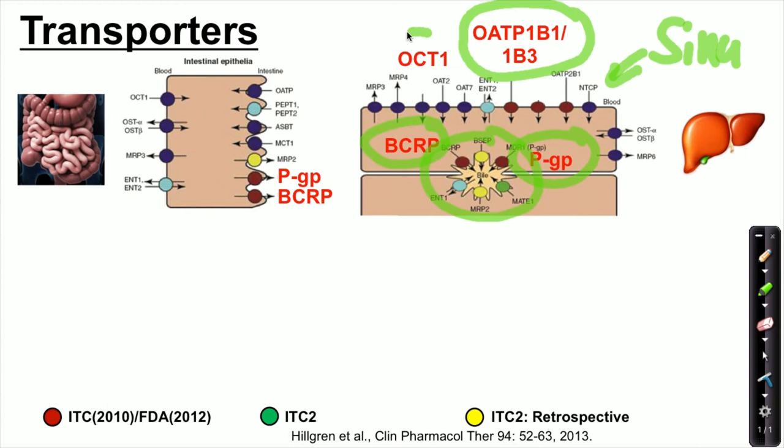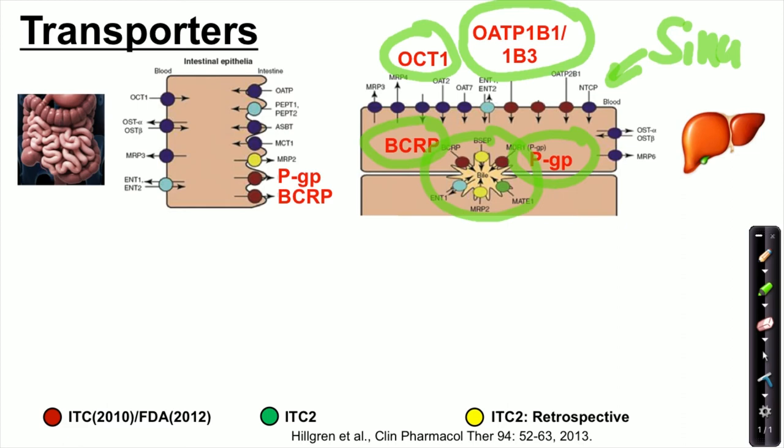OCT1, organic cation transporter 1, was not in the initial guidance of the FDA. They are in the process of publishing a second guidance, and it may appear, I'm not sure. This is an organic cation transporter, so it transports basic drugs, unlike OATP1B1, which is mostly transporting acidic drugs. It also plays a role in drug disposition, but has yet to be called out by the International Transporter Consortium or the FDA.